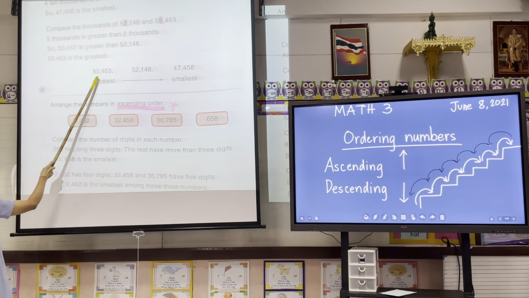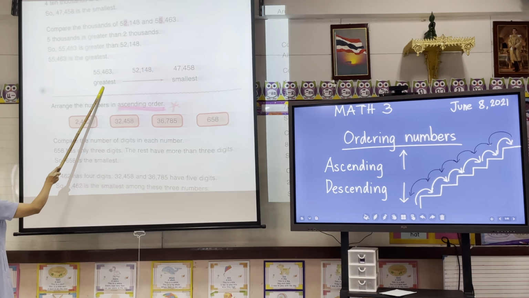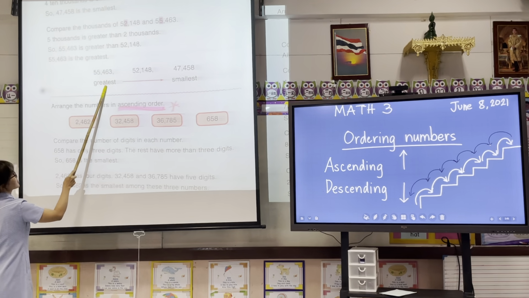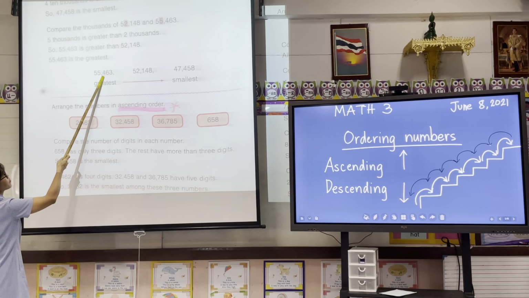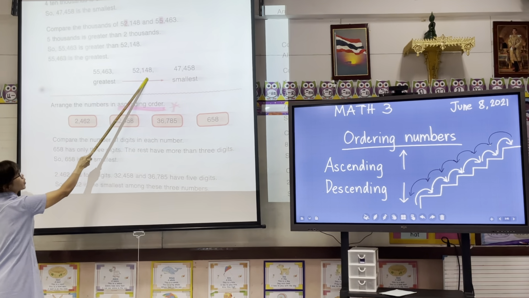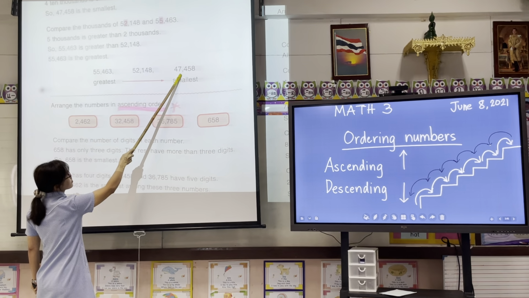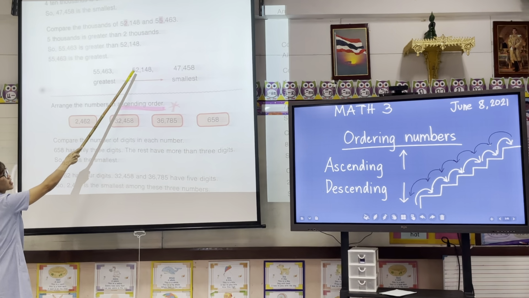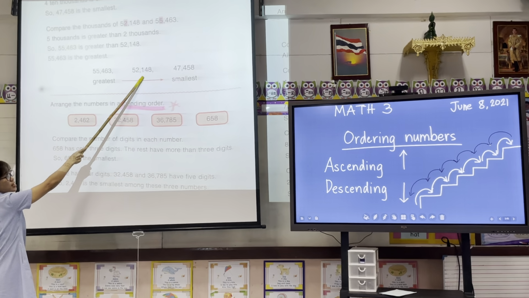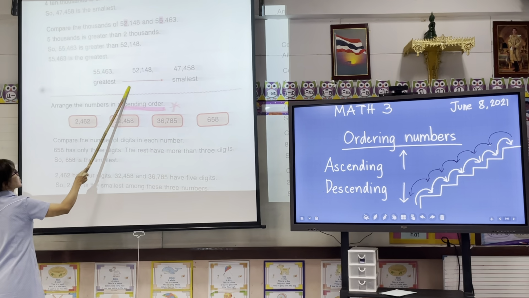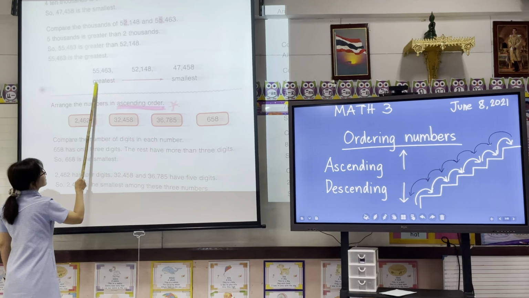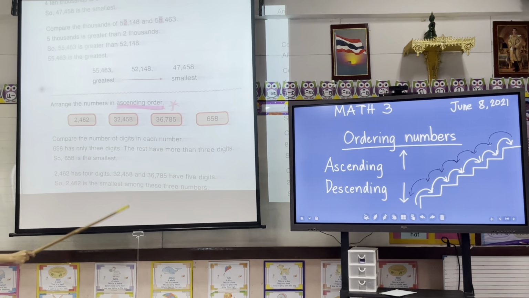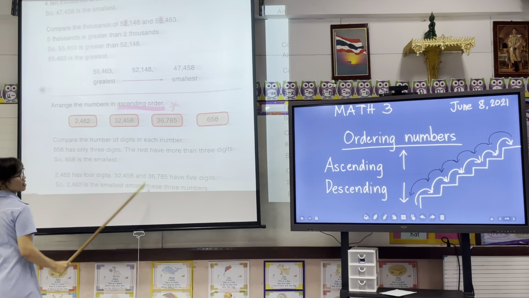So here, from descending, I should say, from the greatest to the smallest. Okay? So the greatest number is 55,463. Going to the smallest, 47,450. So this number is the second biggest or greatest. Alright? So this is the arrangement in descending order. Alright? Next, what about in ascending?